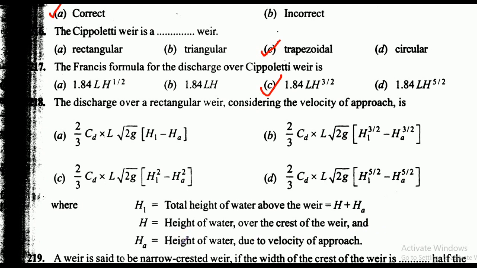H is capital H, equal to the height of water over the crest of the weir, and HA is equal to the height of water due to velocity of approach. So here, friends, these are the options, and the correct answer is option B, that is 2/3 CD into L into under root of 2G into bracket H1 raised to 3/2 minus HA raised to 3/2.